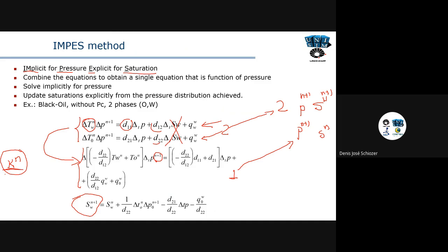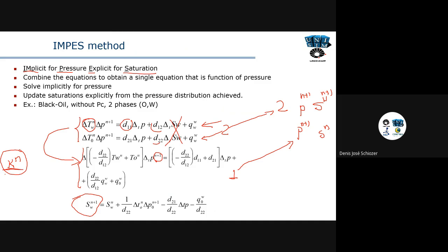So again, I have to select the best relationship between simulation time and quality of the solution. So if I use a fully implicit simulation, I expect better solutions.